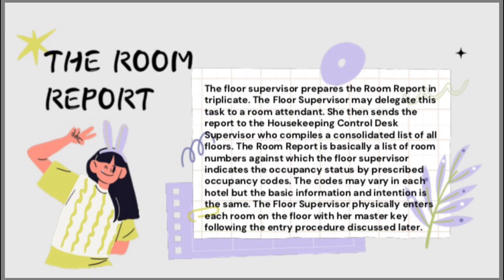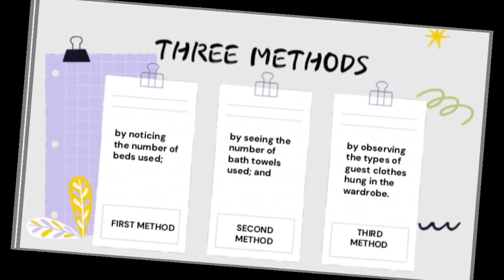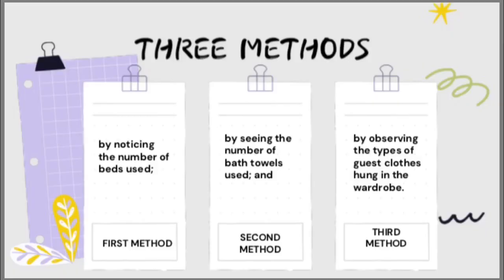Once the supervisor enters the room, she then ascertains the number of guests by three methods. So these are the three methods. The first method is by noticing the number of beds used. The second method is by seeing the number of bath towels used. And the third method is by observing the types of guest clothes hung in the wardrobe.